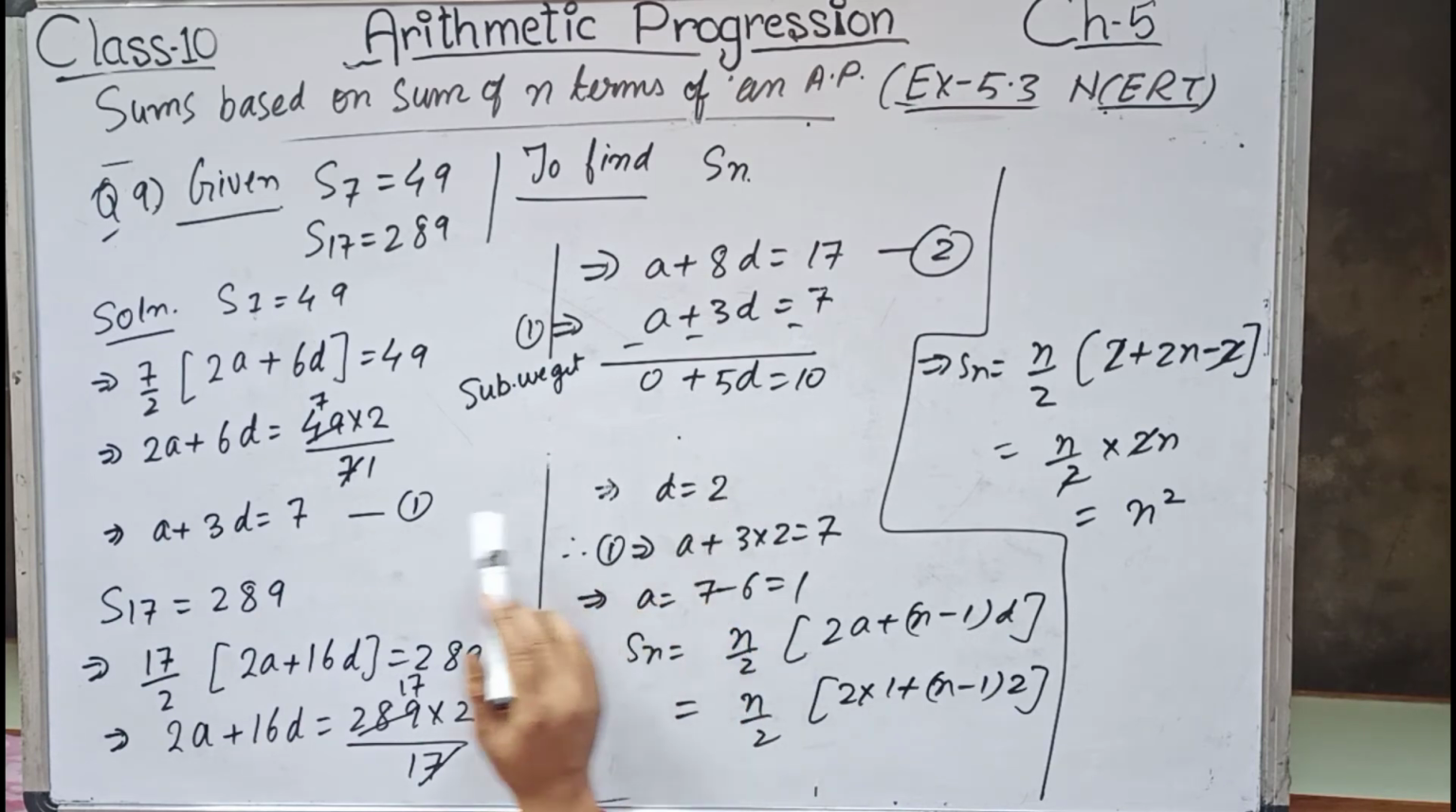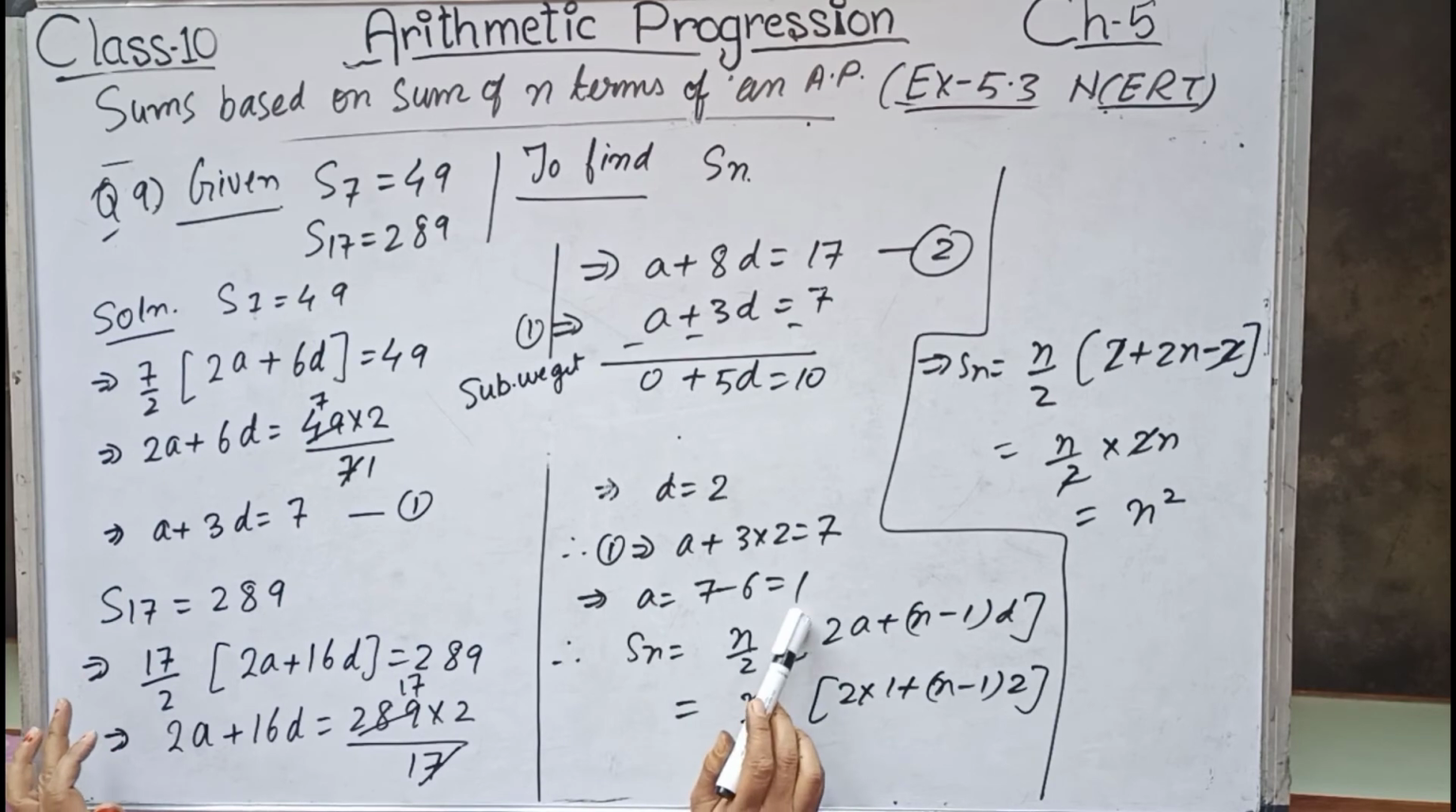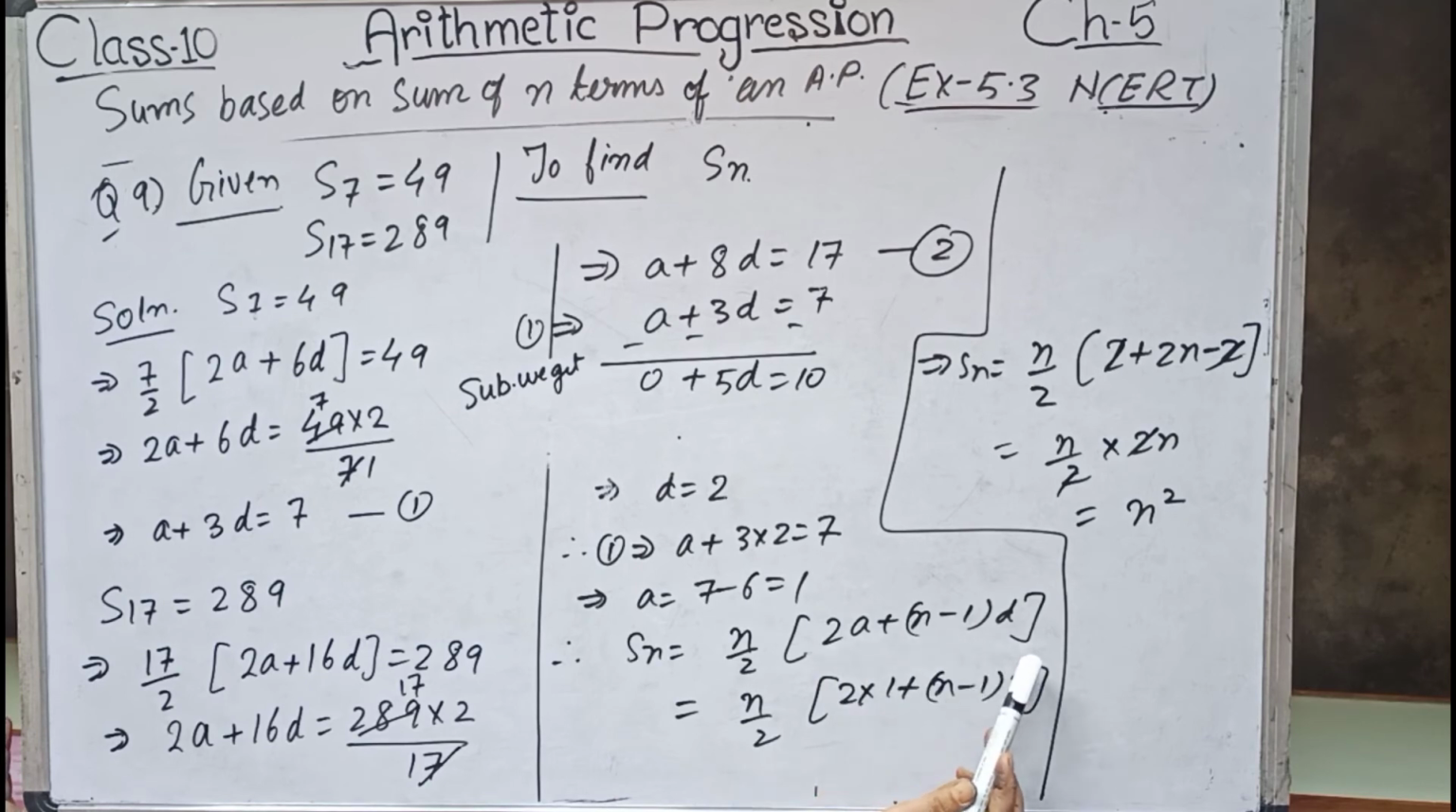Now putting d equals 2 in either of the equations 1 and 2, we will get the value of a as 1. So we have got the value of d, we have got the value of a. Therefore Sn equals n by 2 [2a plus (n minus 1) d]. We will be putting the values of a and d as 1 and 2 respectively.